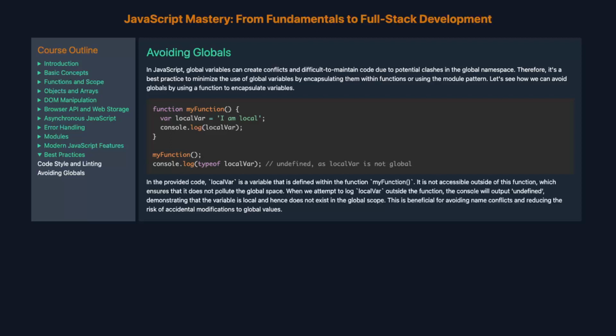In the provided code, localVar is a variable that is defined within the function myFunction. It is not accessible outside of this function, which ensures that it does not pollute the global space. When we attempt to log localVar outside the function, the console will output undefined, demonstrating that the variable is local and hence does not exist in the global scope. This is beneficial for avoiding name conflicts and reducing the risk of accidental modifications to global values.